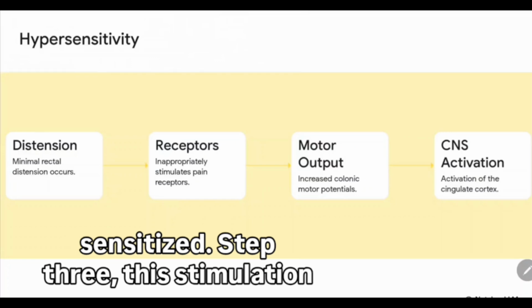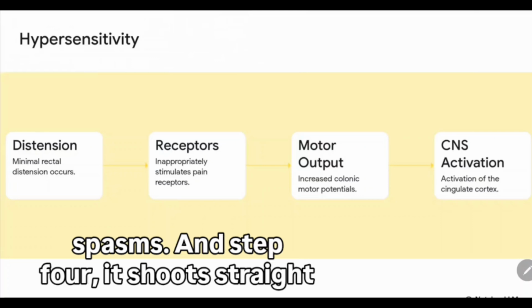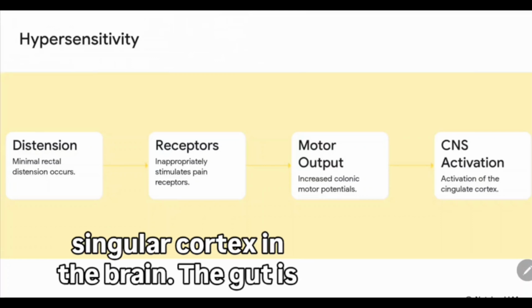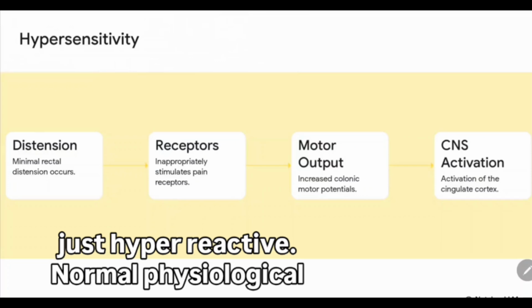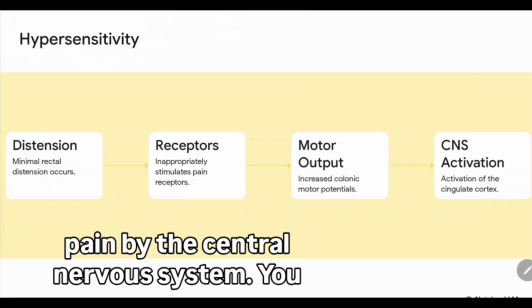Step 3, this stimulation causes increased colonic motor potentials, basically those painful spasms. And step 4, it shoots straight up to cause central activation of the cingulate cortex in the brain. The gut is just hyperreactive. Normal physiological stretching is being interpreted as severe pain by the central nervous system.